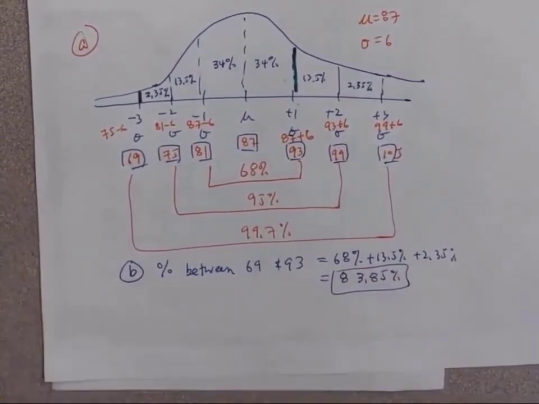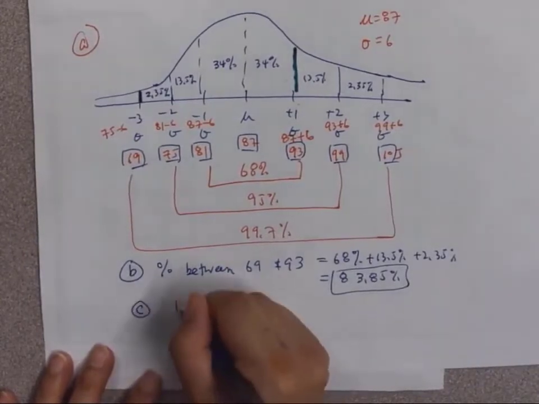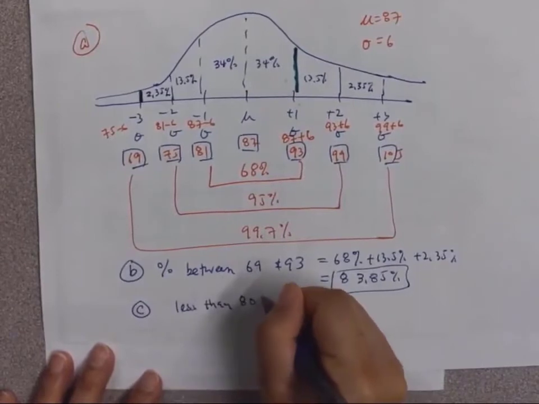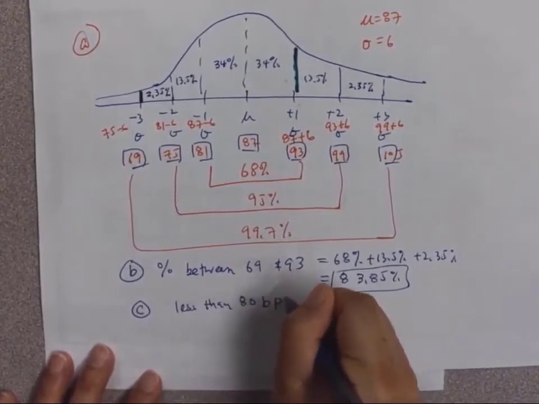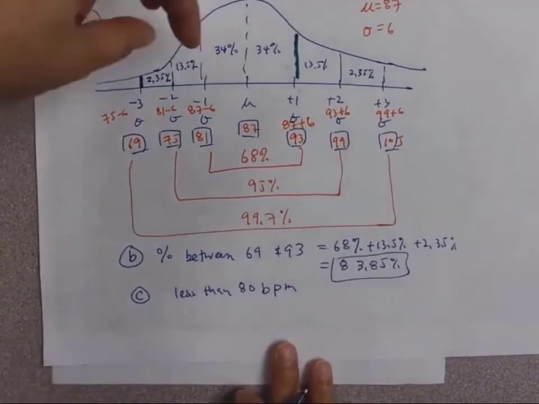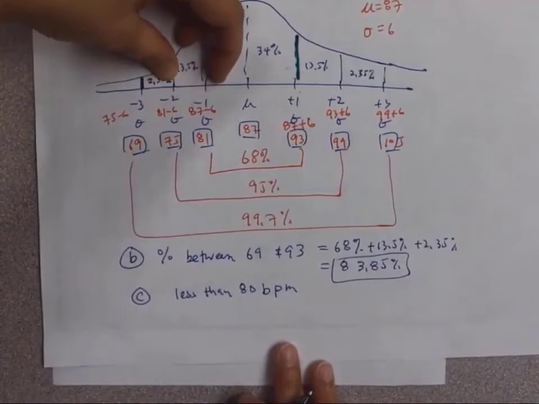So we may ask you to write an answer statement. All right. The last part is C. C says, use the table to find the percentage of false rates of adults less than 80 BPM. Okay. 80. So 80 is between 75 to 81, right? So I assume my Z-score would be between what and what?